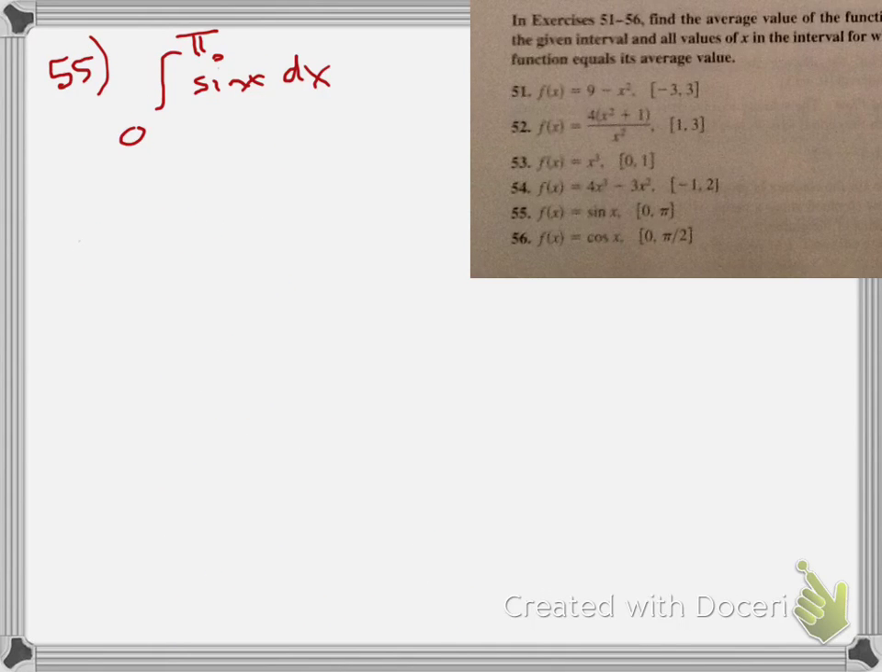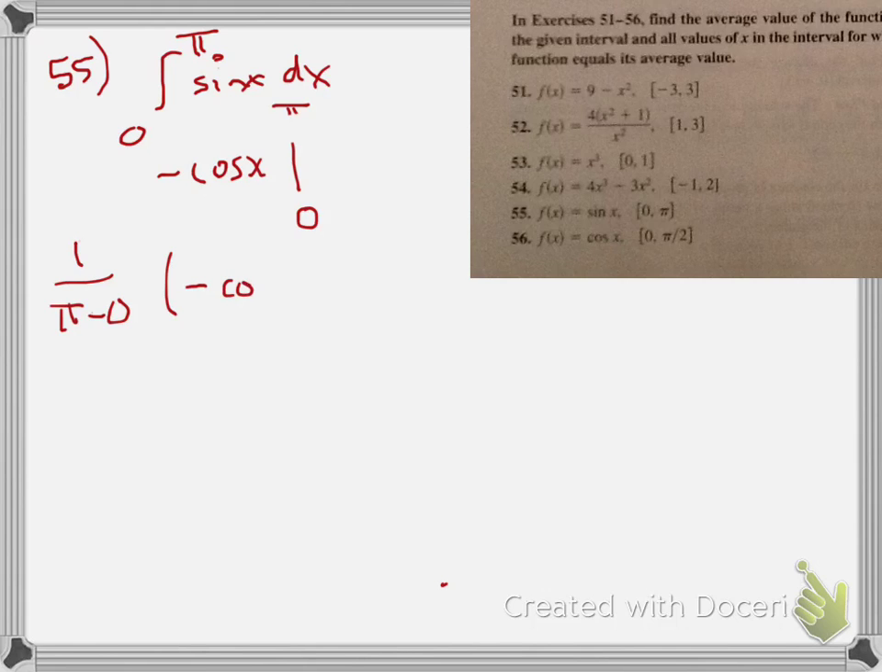Number 55, it's a trig function. The integral of sine is negative cosine, because the derivative of cosine is negative sine, there's not a negative, so you have to account for it. We're going from pi to 0, which means we're going to multiply by 1 over pi minus 0, whatever we get.